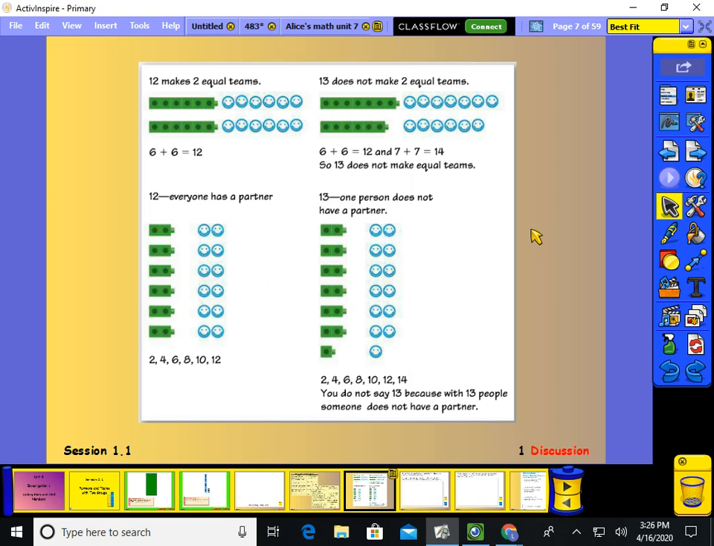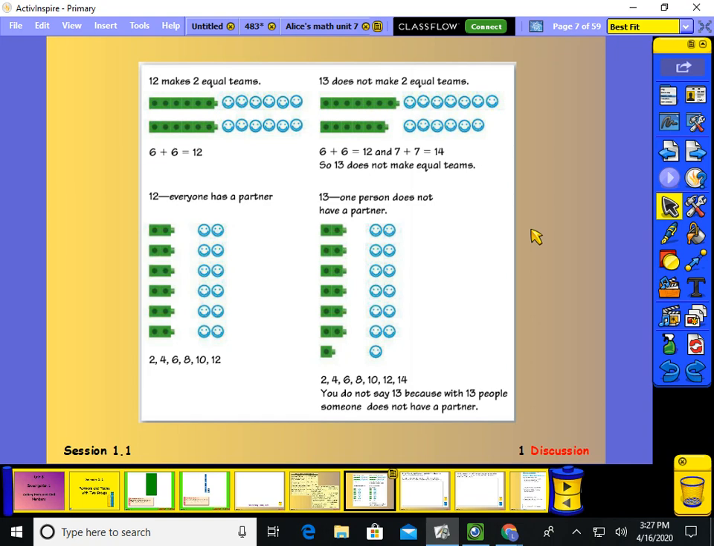Hello, we are skipping over to Unit 8, Session 1.1. This session is a little bit of review because we have discussed even and odd numbers before, and we have discussed partners and teams before. This unit takes it a little bit further in how knowing even and odd numbers can help you solve larger problems or at least have some better understanding of your answer.